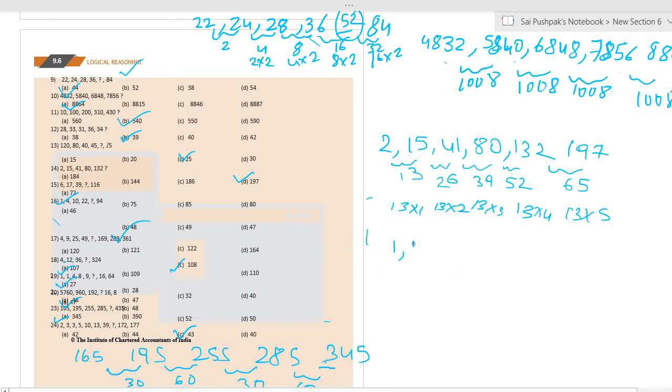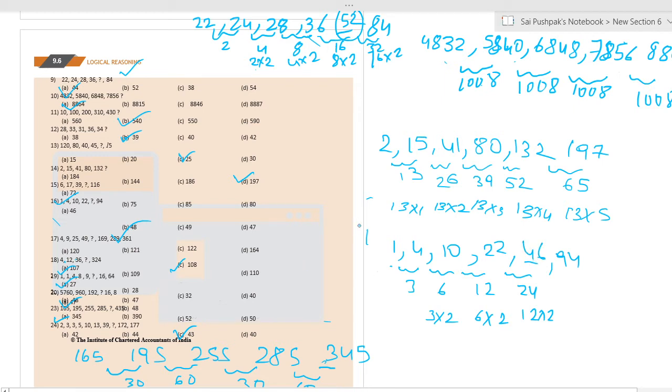Next, 1, 4, 10, 22, dash, 94. We know that there's a difference. The difference is 3. The difference here is 6. And the difference here is 12. What will be the next difference? If you see, this is 3 into 2, and this one is 6 into 2. So the next difference will be 12 into 2, which is nothing but 24. So 22 plus 24 is 46. Answer is 46.